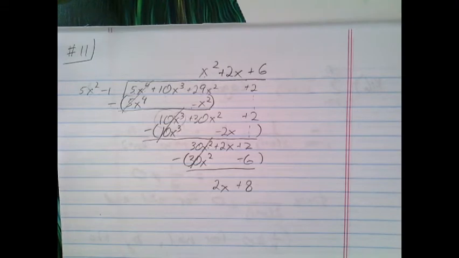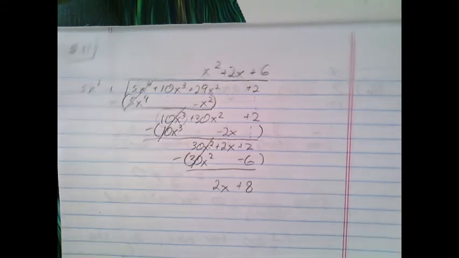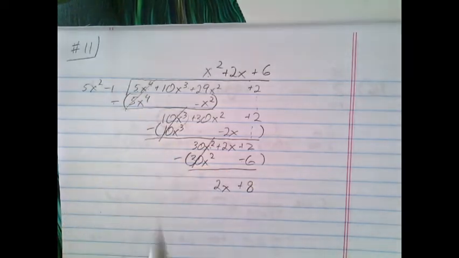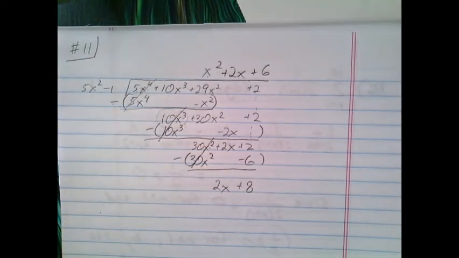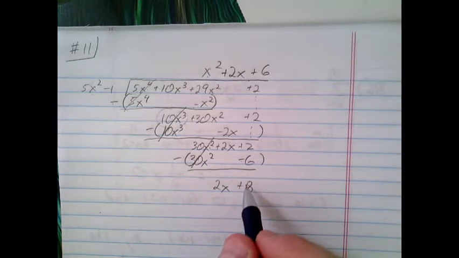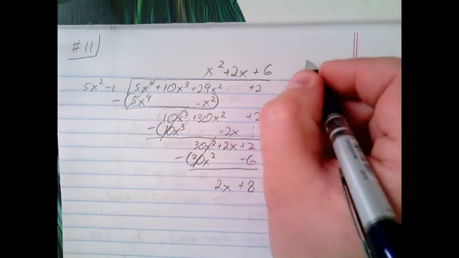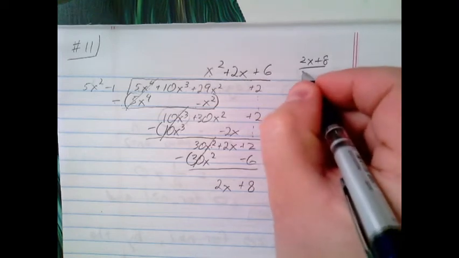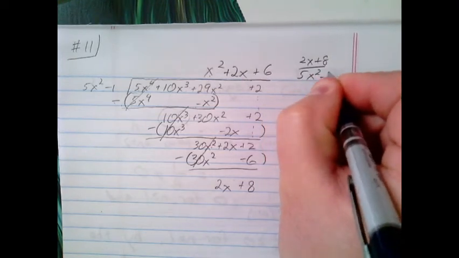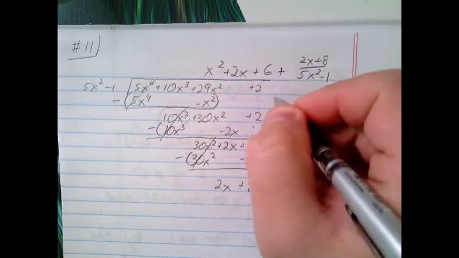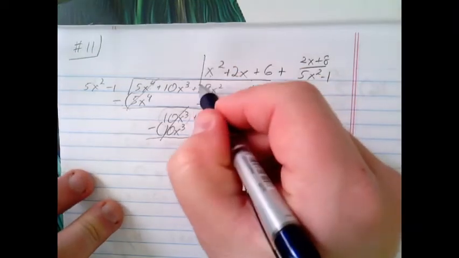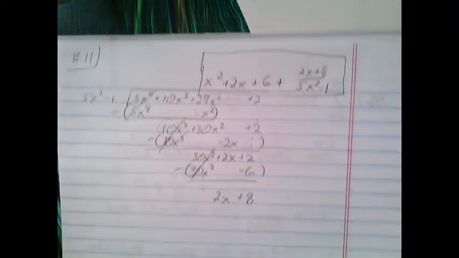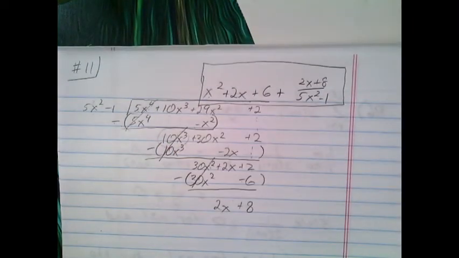So that's plus 8. Okay, now my degree has finally dropped to be less than the degree of my divisor. So at this point I have my remainder, and I'm going to take that remainder and put it over the divisor, and then I'm going to tack that on to the end of the quotient. The quotient plus the remainder over the divisor is my final answer for number 11.